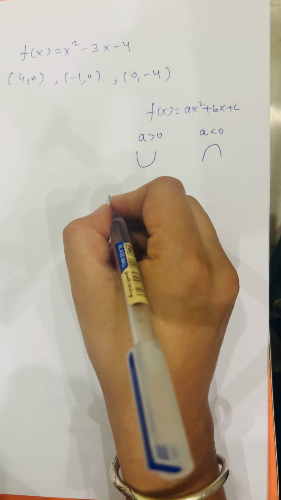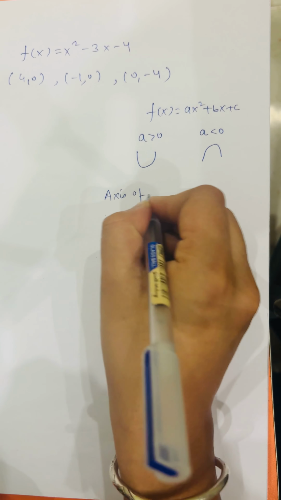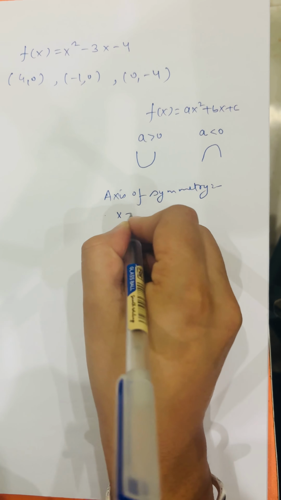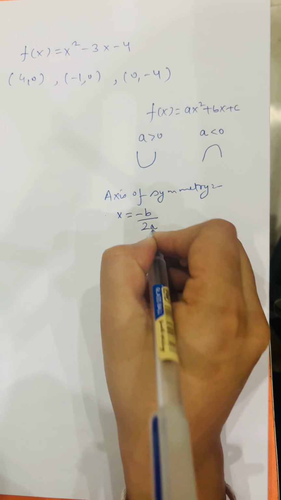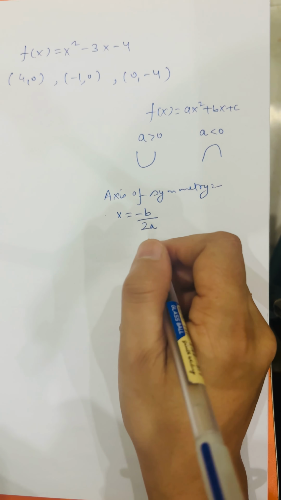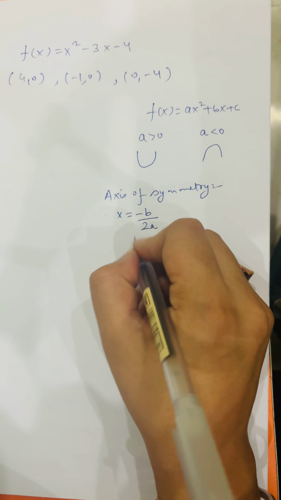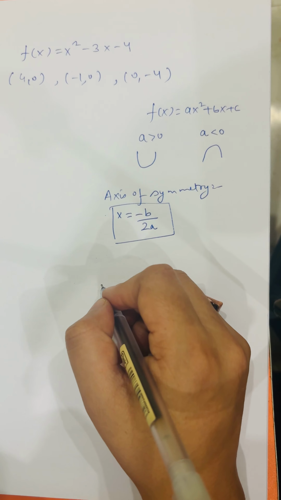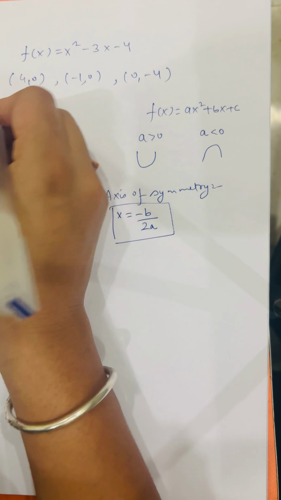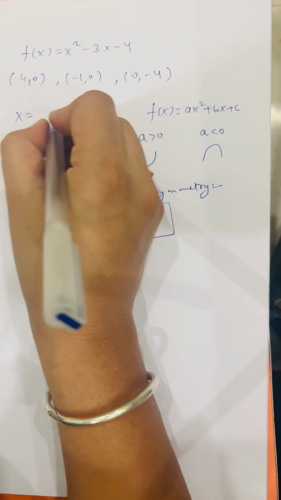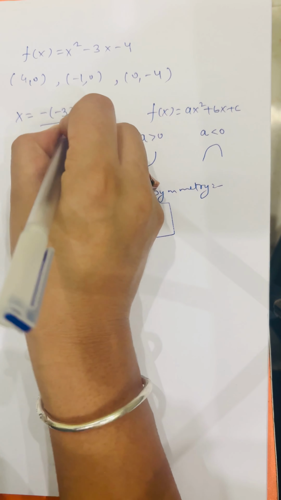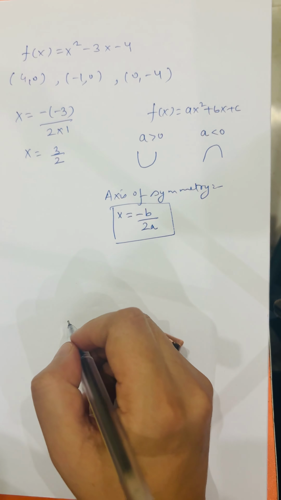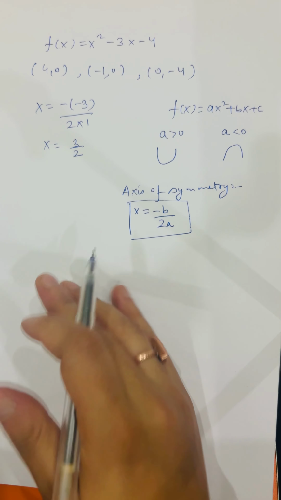So we have a formula for the axis of symmetry: x is equal to minus b by 2a. The x coordinate of the vertex you can find by using this formula, minus b upon 2a, where b is the coefficient of x and a is the coefficient of x square. So here x will be equal to minus of minus 3 upon 2 into 1. So x is equal to 3 by 2. This is the x coordinate of the vertex.